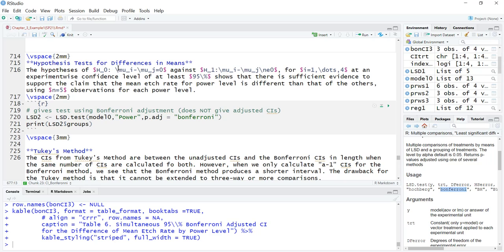Okay, so we're going to test for differences in mean. These are hypothesis tests, and so we're testing that mu i minus mu j is equal to 0 versus that it's not equal to 0, and then we go for i equals 1 to whatever A is, at an experiment-wise confidence level of at least 95%. Again, that's the safe way of expressing this. The confidence level of at least 95% shows that there is sufficient evidence to support the claim that the mean etch rate for power level is different than that of the others using n equals 5 observations for each power level. Let's take a look at what I mean there.